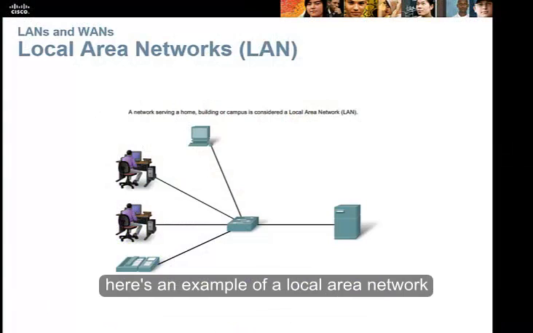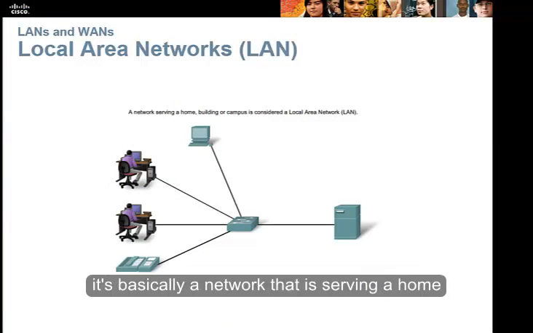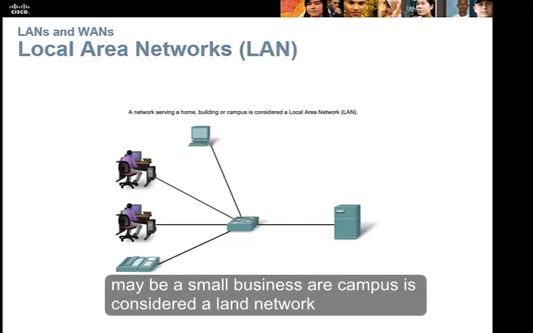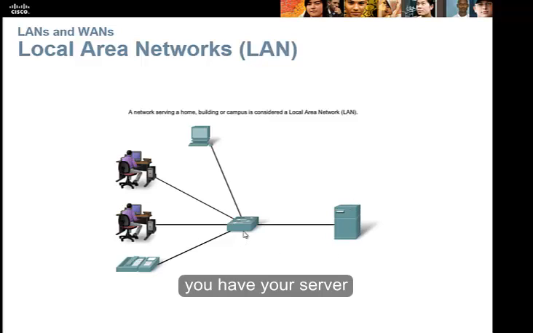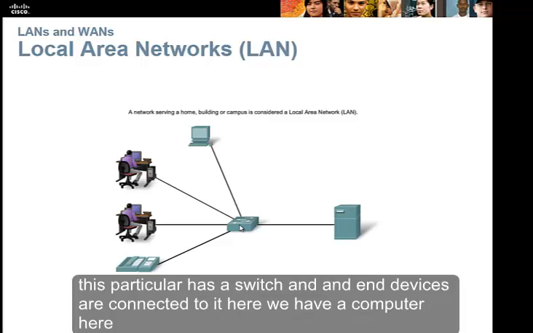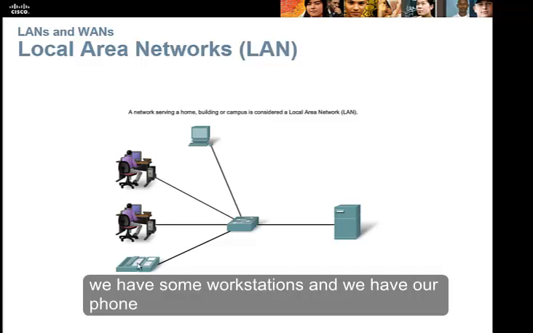Here's an example of a local area network. It's basically a network that is serving a home, maybe a small business or campus. It's considered a LAN network. You have your server. This particular one has a switch, and then the end devices are connected to it. Here we have a computer, here we have some workstations, and we have our phone.